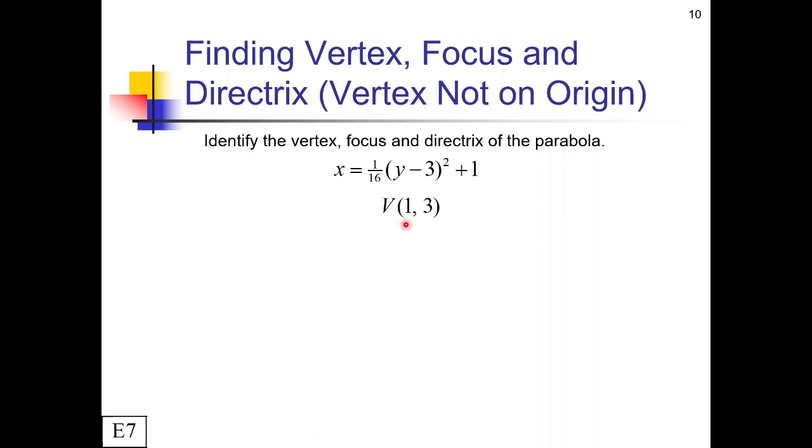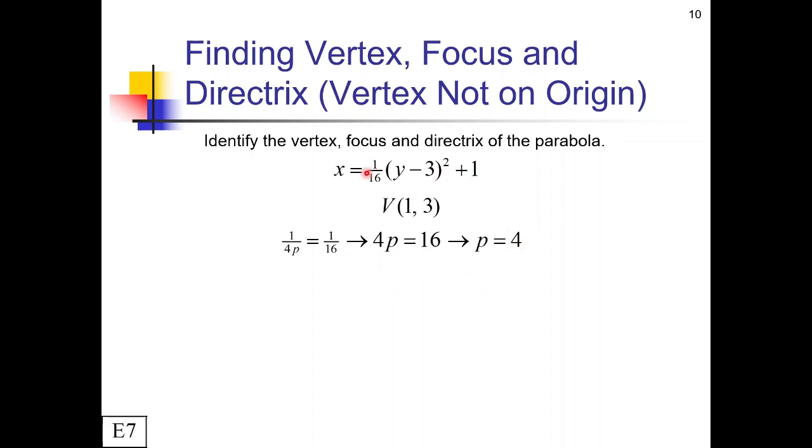Now for the p-value, nothing new there. We're just going to do 1 over 4p equals this 1 over 16 a value out here. So that means 4p equals 16 if we cross multiply. And that means that p equals 4. To get the focus, we're going to be adding our p-value to the vertex.